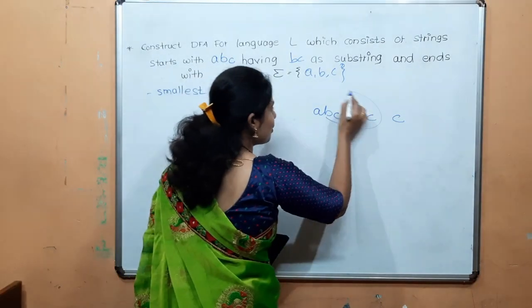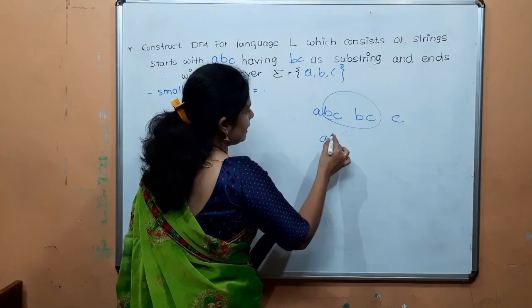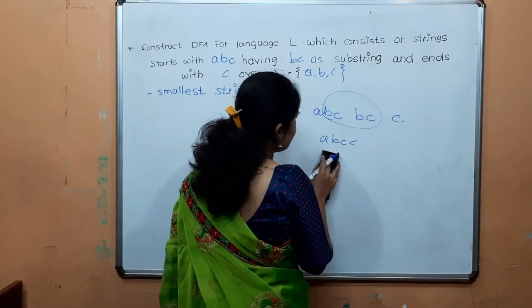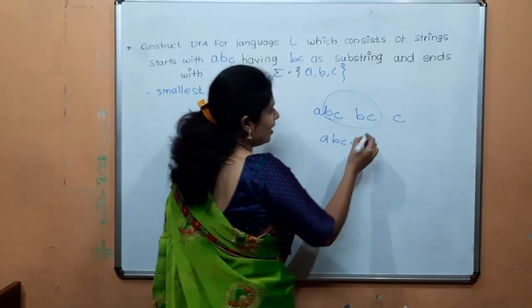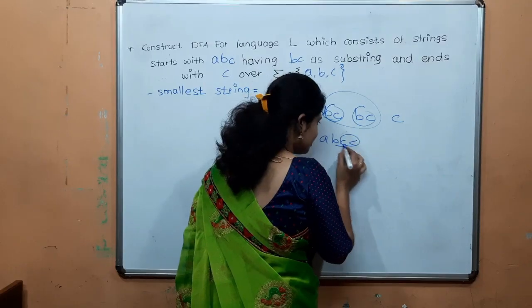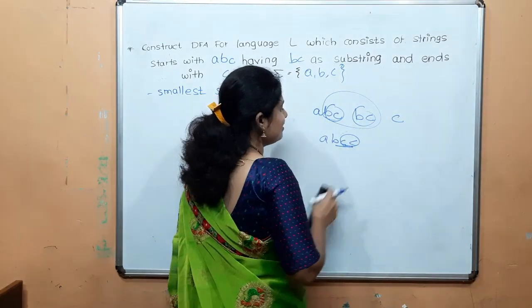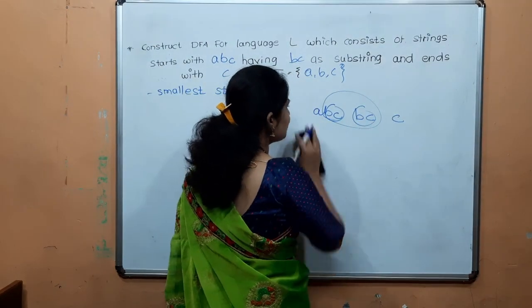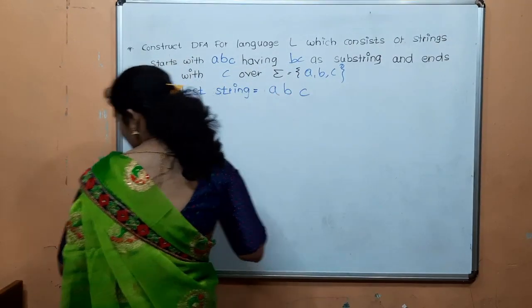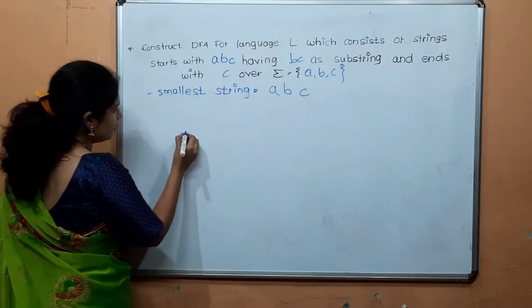Okay, from these BCs only we can take only one BC, and C as it is. Here again from these two BCs, BC will be common, and after these two C's we can take only one C. So the smallest string will be A, B, C. Okay, see here the transition diagram.